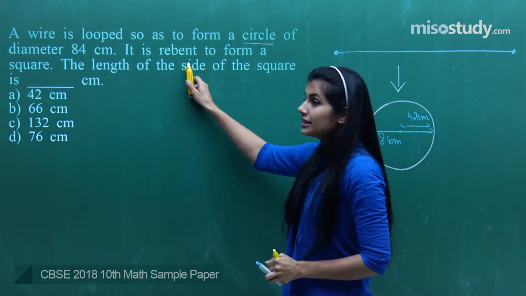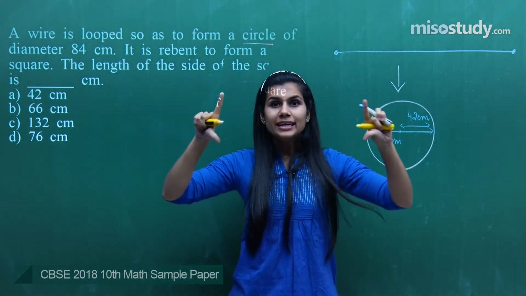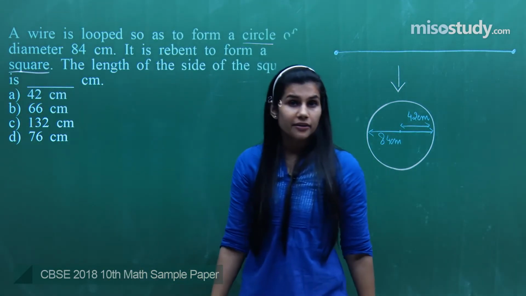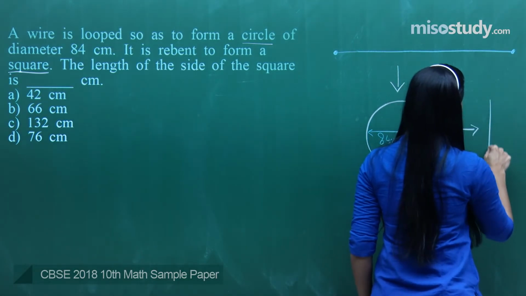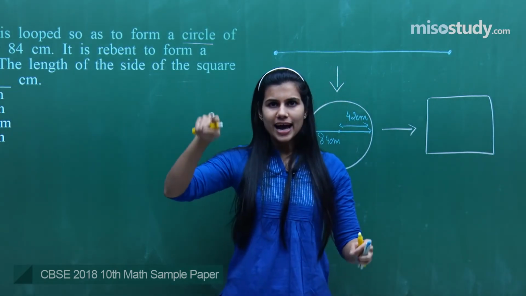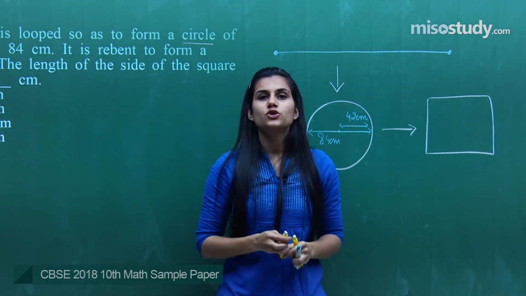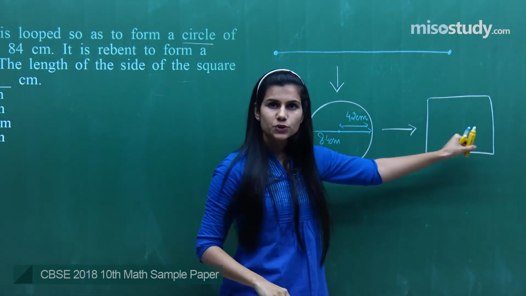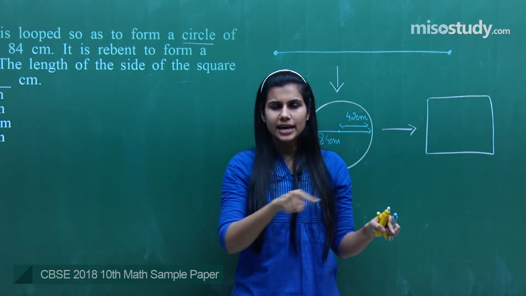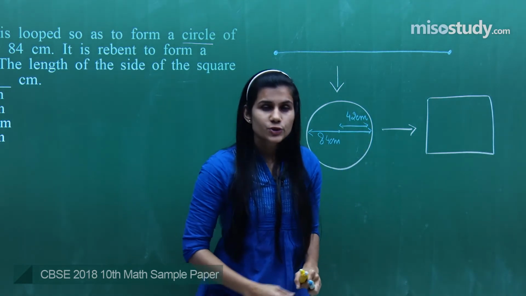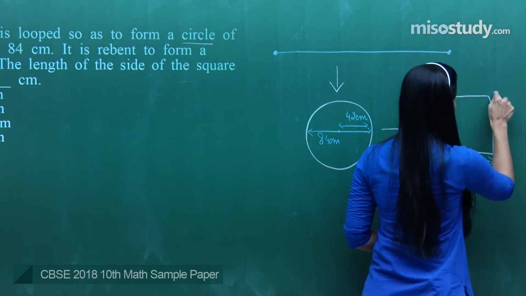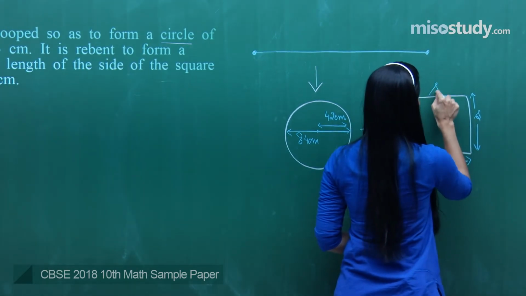Further, what happens? This circle is rebent to form a square. So the circle which I had is rebent into a square. Exact same circle is rebent into a square. It's not stretched, it's not contracted. The exact same circle which was there was rebent into a square. This is the square. Now this square will have a certain side. All the four sides are of same length in a square.